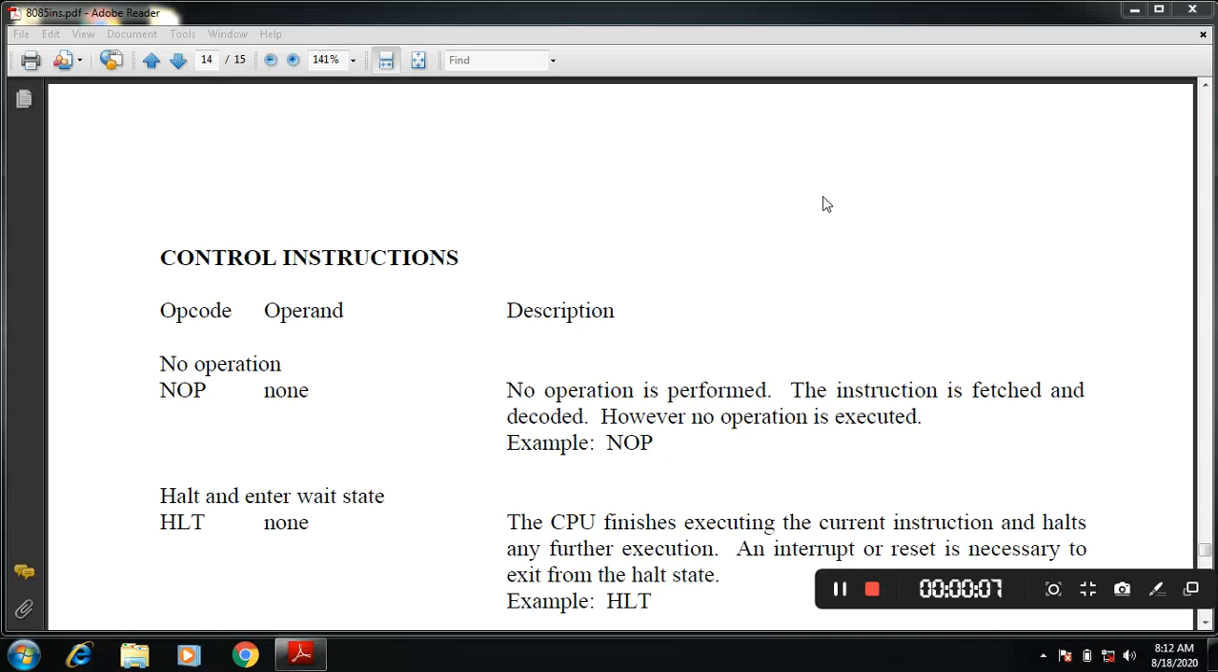This is the last category. The name is control instructions, or machine control instructions. These types of instructions control machine functions. What are the machine functions? Such as halt, interrupt, or do nothing. So these are some machine control functions.